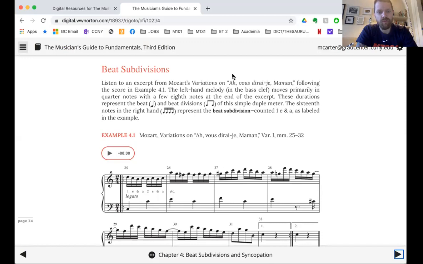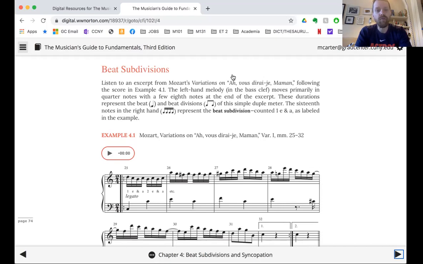So chapter 4 is all about subdivision and syncopation, which are both related to rhythm, of course, as opposed to pitch. Of course, pitch is also necessarily involved here, but most of the phenomenon of division, subdivision, and syncopation has to do with rhythm and durations and relations of rhythm to the underlying pulse. Okay, that's really important.